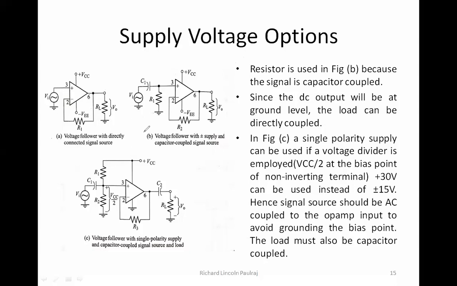So the first configuration, let us check. This is a voltage follower with directly connected signal source. I have my signal generator here, and my input voltage is Vi, and I am giving it to the non-inverting terminal. These 3, 2, 6 are all pin numbers of your op-amp. I am using plus VCC and minus VEE, and I'm giving a negative feedback here.